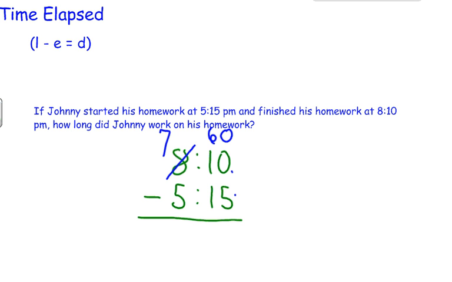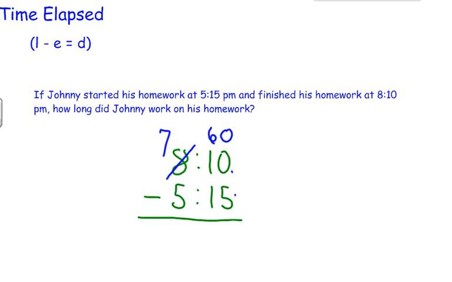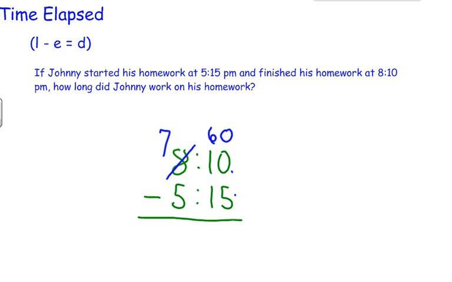So 60 plus 10 is going to give us a combination of 70 minutes. And we're going to need that to be able to solve this problem. So now that we have 70 minutes, now we can start to subtract 15.